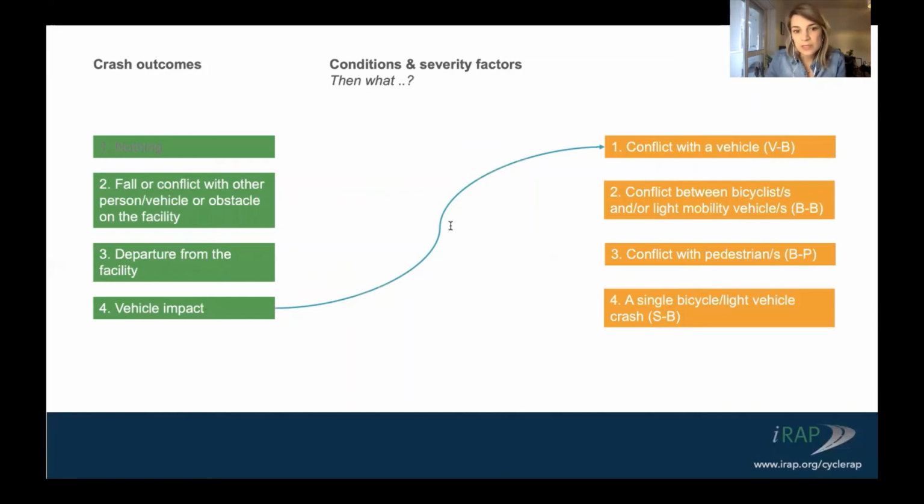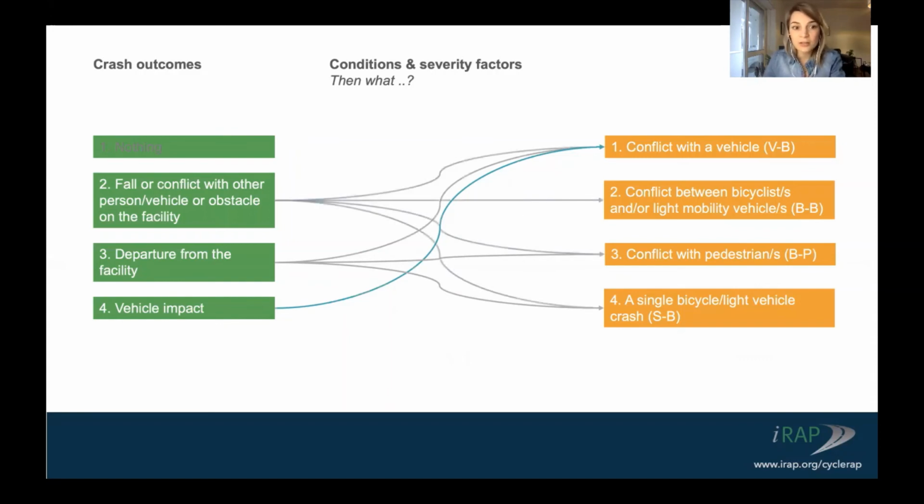So the score will be representing how risky the infrastructure is for these conflicts to happen. Vehicle impacts will only result in conflict with vehicles. If the cyclists depart from the facility, they can either end in a conflict with a vehicle or a pedestrian, or also be involved in a single bicycle crash. In case of a fall or other conflicts, you can end in all of these 4 crashes.